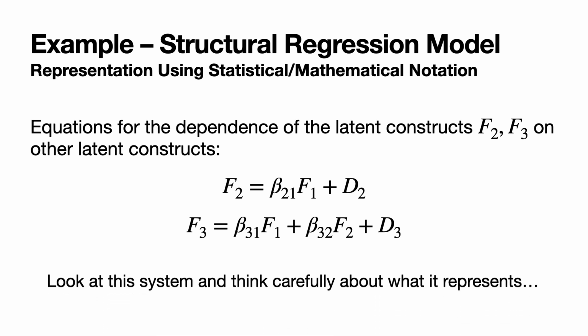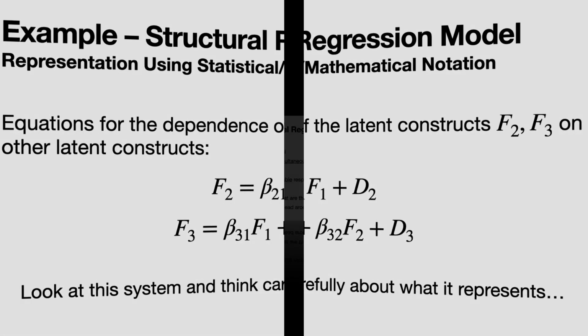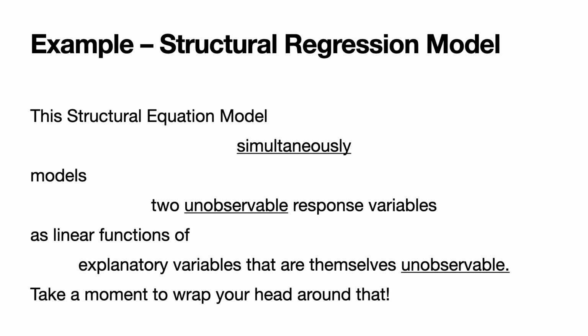Now look at this system and think carefully about what it represents. This structural equation model simultaneously models two unobservable response variables as linear functions of explanatory variables that are themselves unobservable. Now take a moment to wrap your head around that.